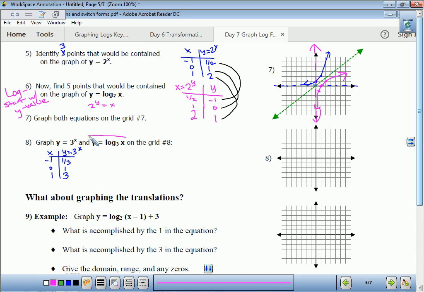Now, because this means the same thing as 3 to the y equals x, it is easier to start with negative 1, 0, and 1 here. And then 3 to the negative first is 1/3. 3 to the 0 is 1. 3 to the first is 3. And if we notice, when we look at inverse functions, they just switch the x and y.